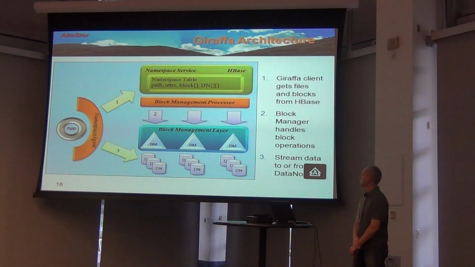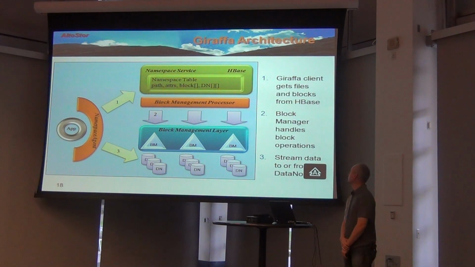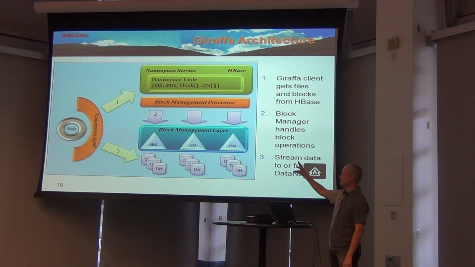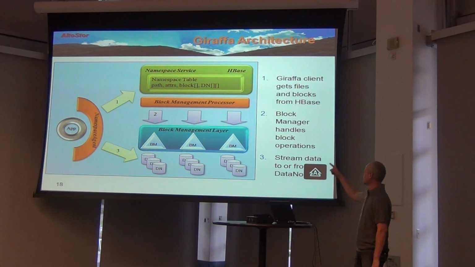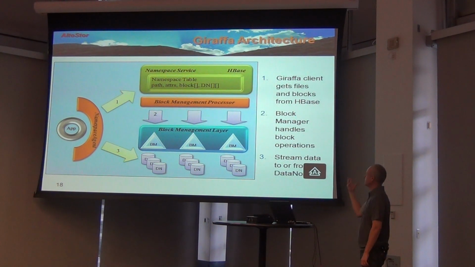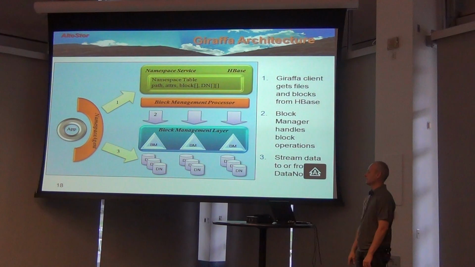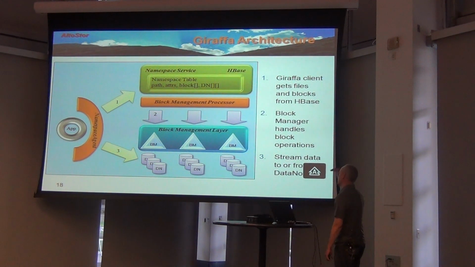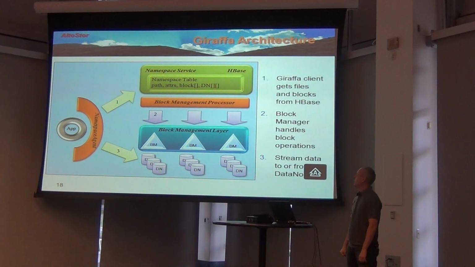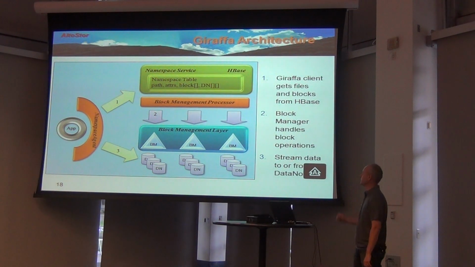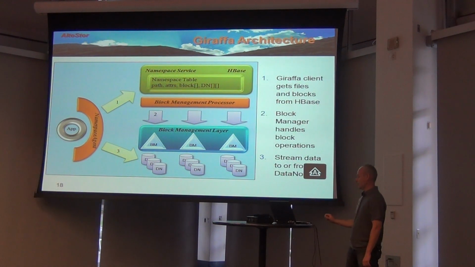So this is the high-level architecture of Giraffa. Applications using the Giraffa client, which we call the namespace agent, connect with the namespace service, look up, and get metadata information, and use that metadata information to access data. There is a block management layer in the middle, and all the block operations are triggered by the namespace service and served by the block management layer.